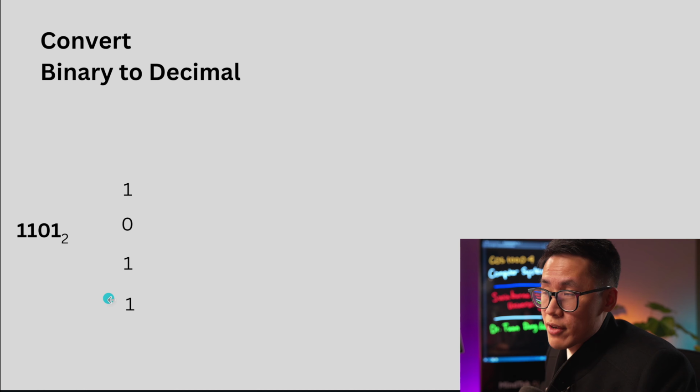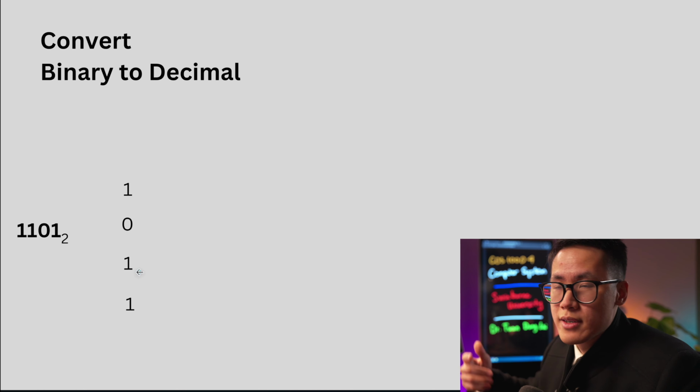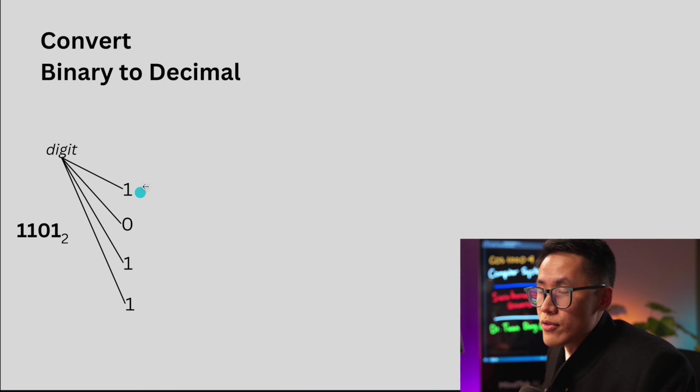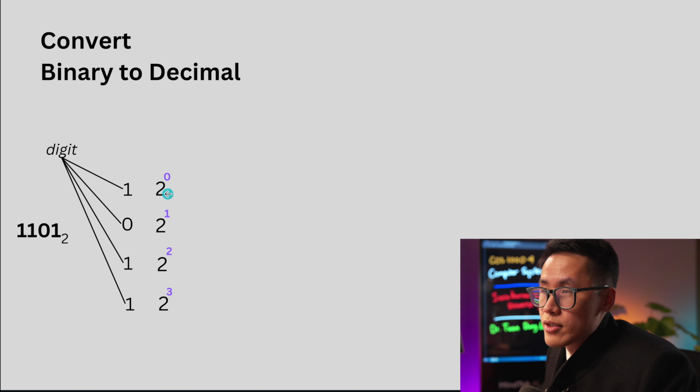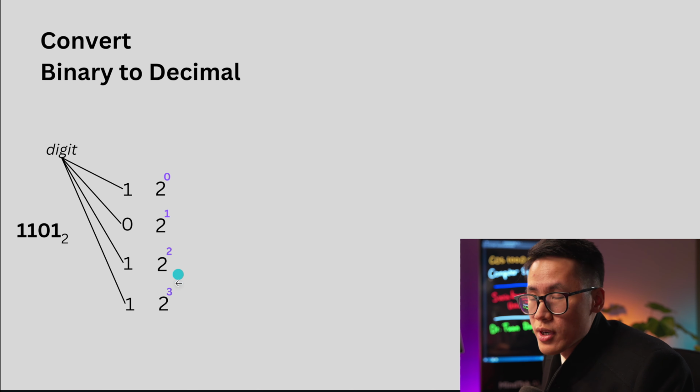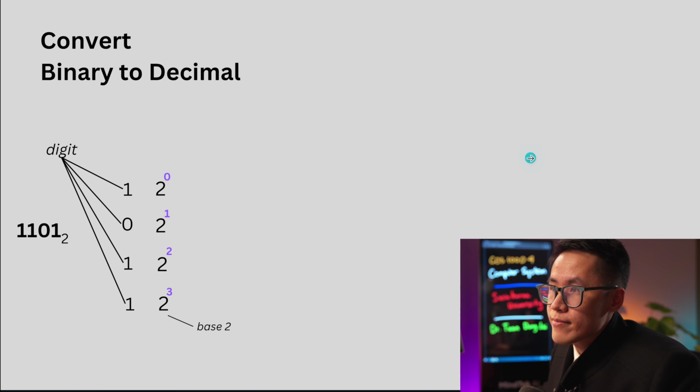Okay, so I will write down the digits, just like what I've done before. These things are called the digits, and then I write from right to left, 1011. And then I will write 2 to the power of 0, 2 to the power of 1, 2 to the power of 2, and 2 to the power of 3.